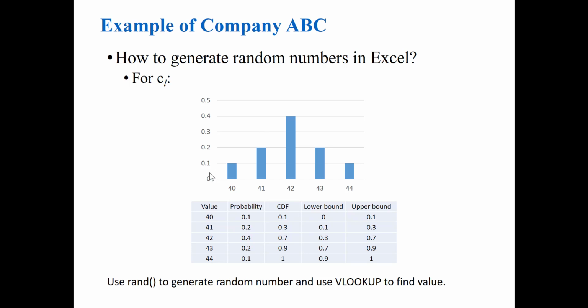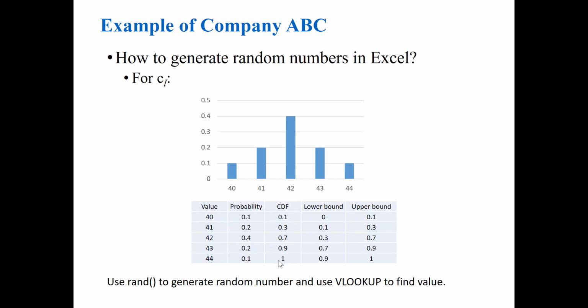0.2 plus 0.1 becomes 0.3. So we are cumulatively adding the values, and it should increase gradually. So we calculate up to this point. Then the next point is 0.4. 0.4 plus 0.3 becomes 0.7. 0.7 plus 0.2 becomes 0.9, and 0.1 plus 0.9 becomes 1.